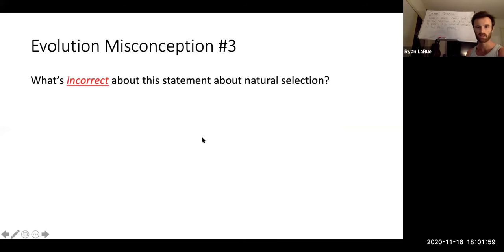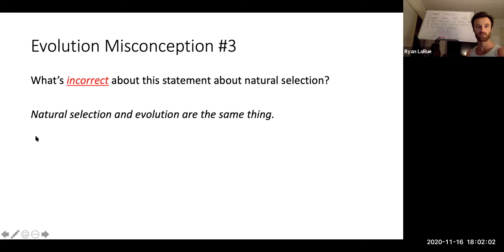So another misconception. So this actually is directly related to Sana's comment. What is incorrect about this statement about natural selection? Natural selection and evolution are the same thing. What do you guys think? Why is that incorrect? Mary is on the right track, exactly. So natural selection can absolutely cause evolution, a change over time, right?